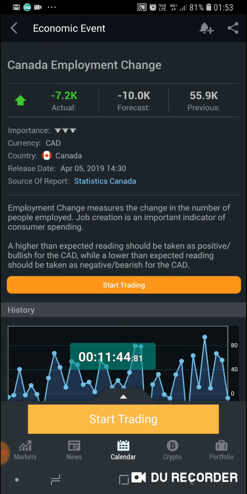Now, Canadian employment change. Let's take a look at the data. The previous has been 55.9K, which is 55,900. K simply means 1,000. Whereas the forecast has been predicted by the rightful economists to be negative 10,000, whereas the actual came out to be negative 7,200.